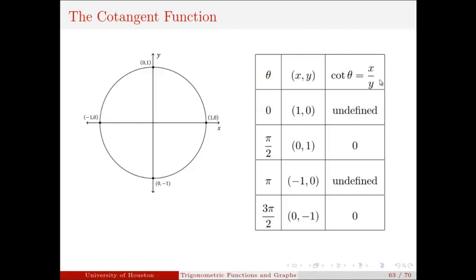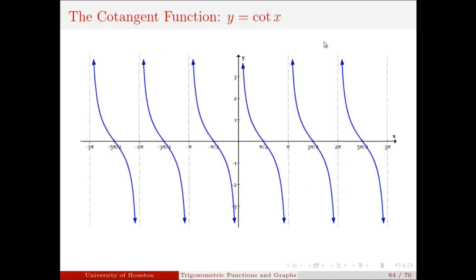Next, we will analyze the graph of the cotangent function. Observe that the cotangent of theta is undefined when the y-coordinate is 0. This corresponds to the angles of 0 and pi on the unit circle. Therefore, the cotangent function will have asymptotes at the multiples of pi, and it will have x-intercepts at the odd multiples of pi over 2.